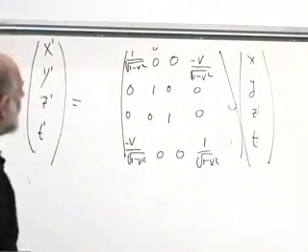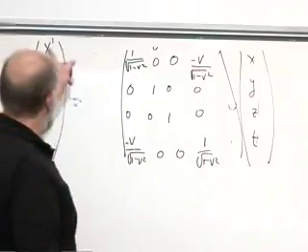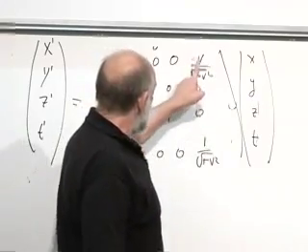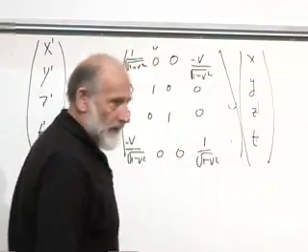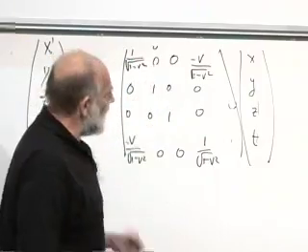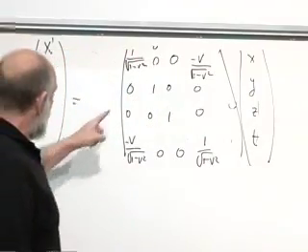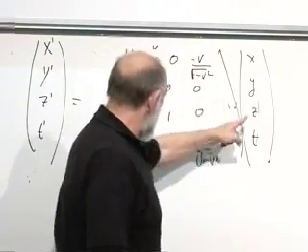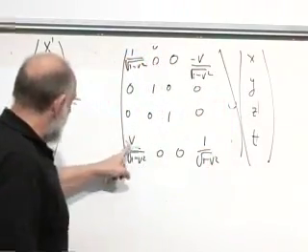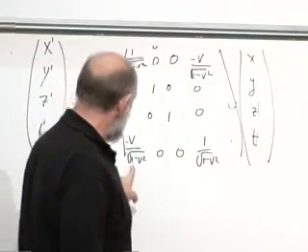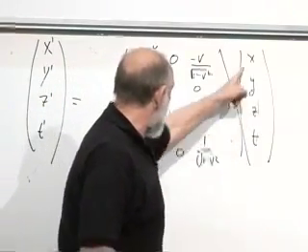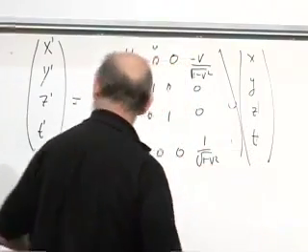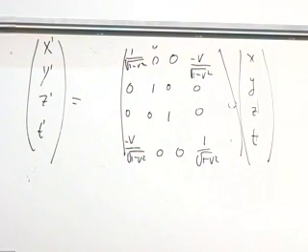Okay. All right, so this says that x prime is equal to x divided by square root of 1 minus v squared minus vt over square root of 1 minus v squared, with nothing mixing in from y and z. That's correct. It also says that y prime is equal to y, z prime is equal to z, and t prime is minus v over square root of 1 minus v squared times x plus 1 over square root of 1 minus v squared t. That's the last equation here.